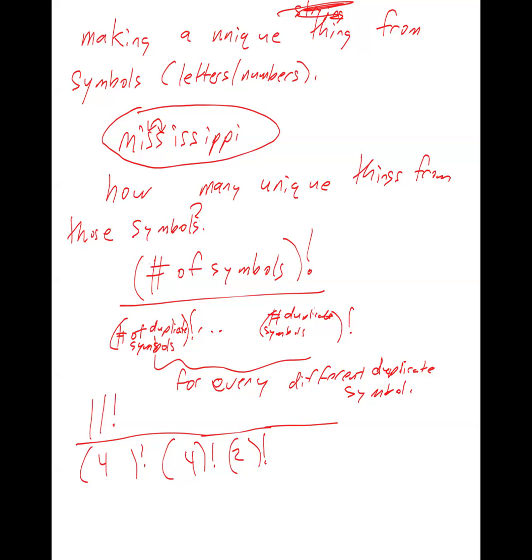And that's too big to calculate in our head, probably. You could always go to Google the Great. Let's calculate that on Google the Great. Let me just search for hello first to bring it up bigger. There we go. So 11 factorial divided by 4 factorial times 4 factorial times 2 factorial equals 34,650 different things you can make from the letters in Mississippi that are always different from each other.